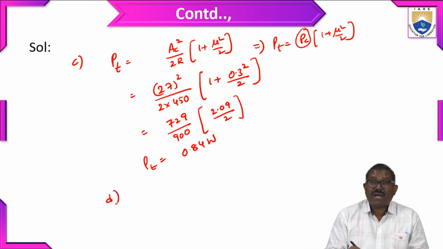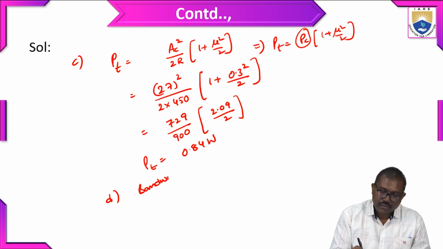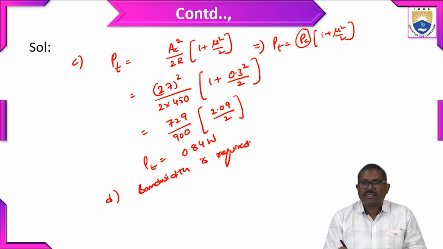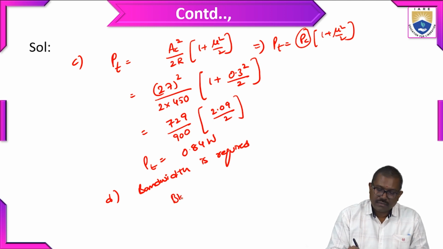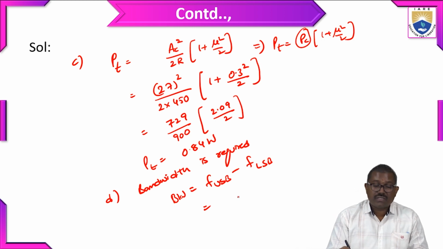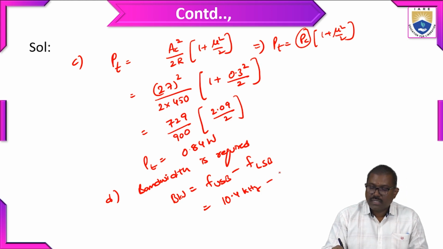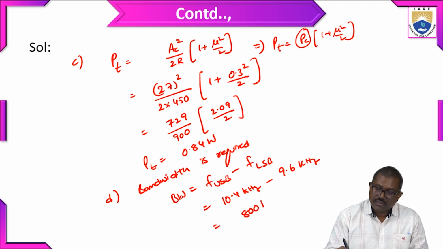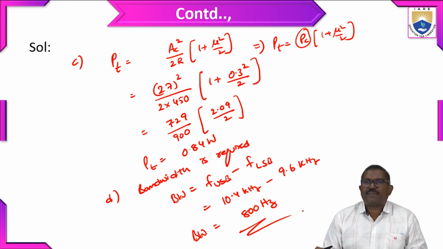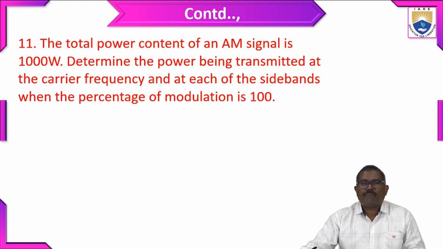So D bit is bandwidth required. So how much bandwidth is required? So for that, you can take the bandwidth is equal to F USB minus F LSB. So what is my USB frequency? It is nothing but 10.4 kilohertz. What is my LSB? 9.6 kilohertz. So you get 800 hertz. So this is the bandwidth for the D bit. Okay. Now coming to the 11th problem.